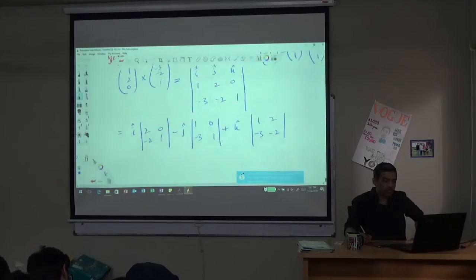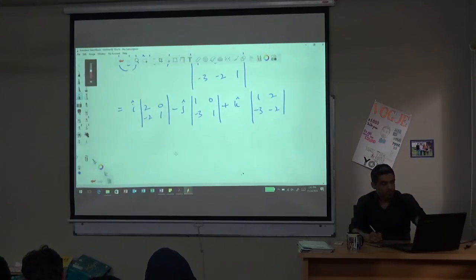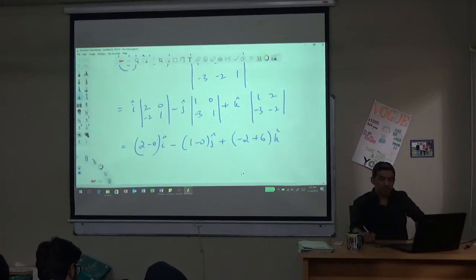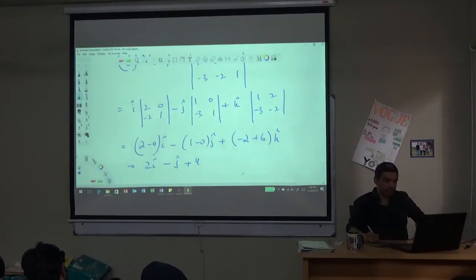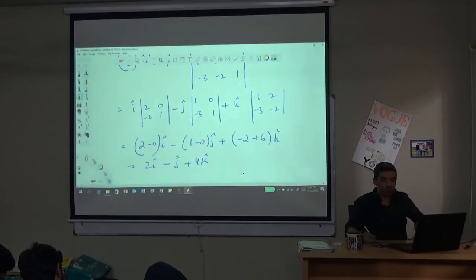Now we all know how to get a 2 by 2 matrix determinant. So it equals 2 minus 0, minus 1 minus 0, plus minus 2 plus 6. Check. 2i minus j plus 4. That's our normal vector. So let me just write this here. Our normal vector is 2, minus 1, 4.